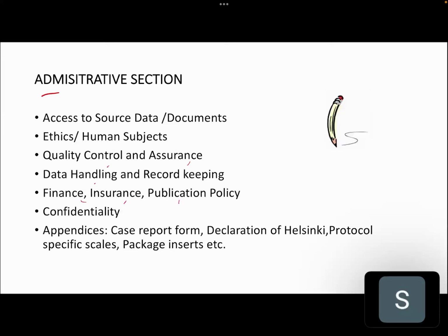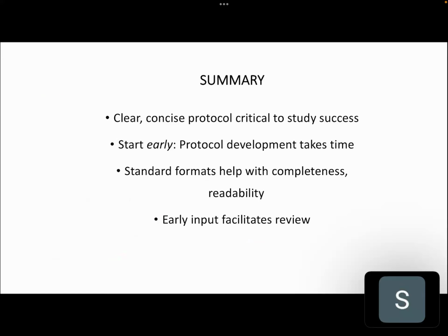And if tomorrow you are working as a freelancer, you can also take inspiration for all these sections from already approved available protocols. For appendices, we will attach everything like the case report form, the Declaration of Helsinki, any scale or questionnaire we are using specific to our protocol, maybe some questionnaire related to quality of life. Package insert, that will be added.